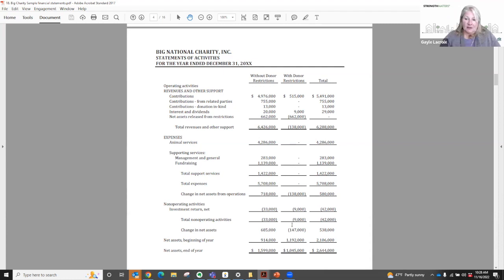All right, so just take a look at the expense line item. You'll see we have only 1 program. It's called Animal Services, and we spent $4,286,000 on animal services. Then you'll see management in general and fundraising. That's an interesting fundraising number. It tells me they do a lot of fundraising. If you think about that, 20% of what they're spending is fundraising.